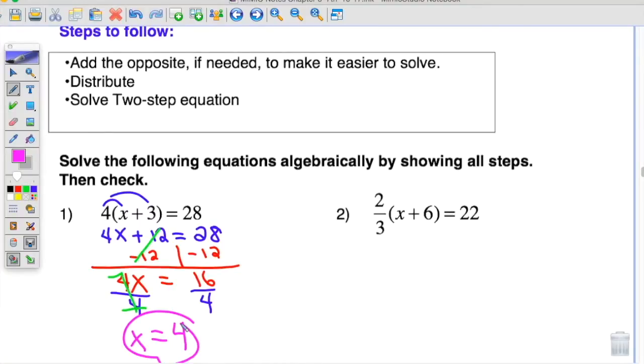Number 2 is 2/3 times the sum of x plus 6. So we want to distribute the 2/3 to your x, so it's 2/3 x, plus, and then 2/3 to your 6. I'm going to do the work off to the side. So 2/3 times 6, or 6 over 1. The 3 and 6 can cancel out, so you're left with 1 and 2. So 2/3 times 6 is 4.